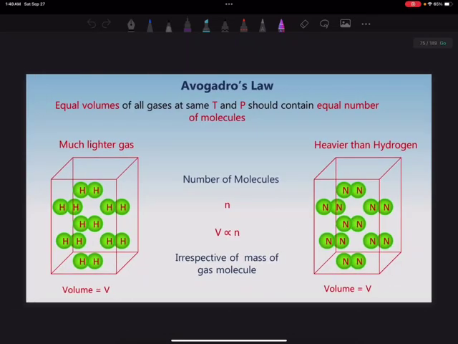Now let's learn what is Avogadro's law. Avogadro's law said that equal volumes of all gases at the same temperature and pressure should contain an equal number of molecules. It states that the volumes of all gases at the same temperature and pressure should contain an equal number of molecules.